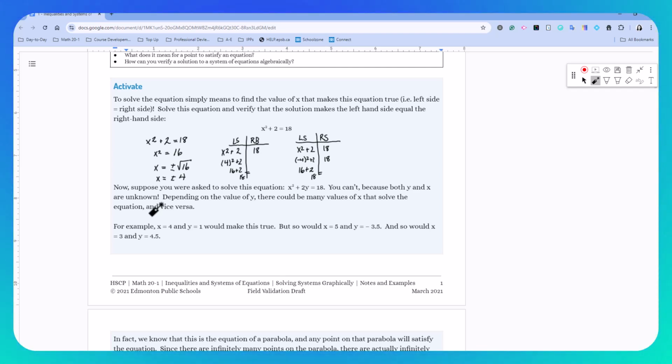and vice versa. Meaning I can choose a value of x, like x equals 4, plug it in, and I find that y equals 1 would make this statement true. So this would be an ordered pair that's a solution to this equation. But I could find other solutions as well. Like y equals 5 and y equals negative 3.5. And so would x equals 3 and x equals 4.5. You can check it out, see if it works.